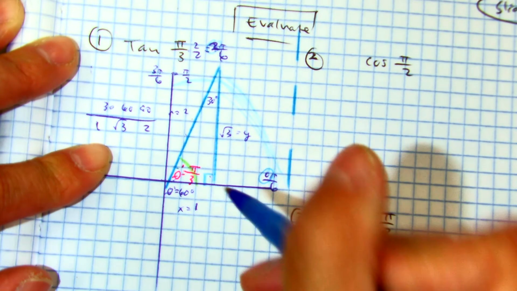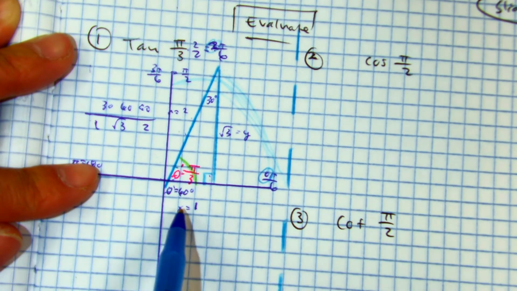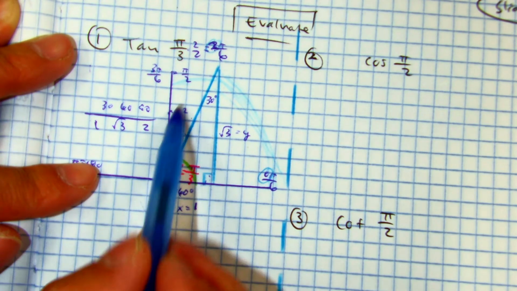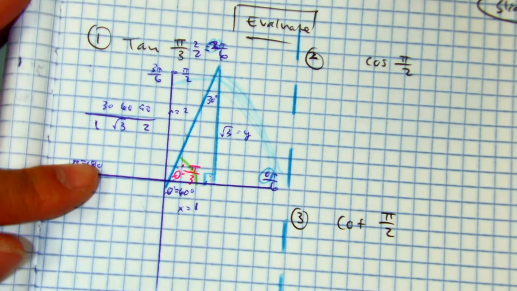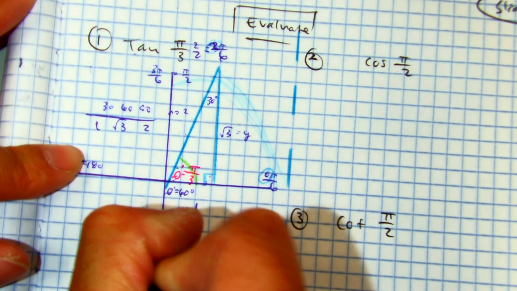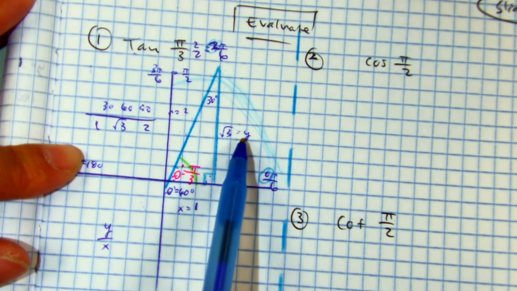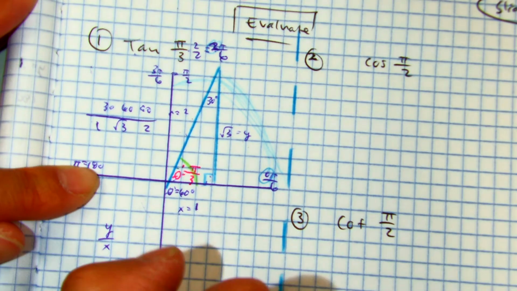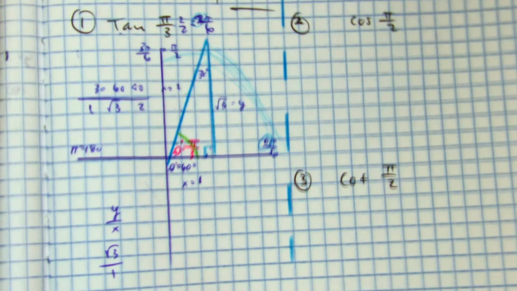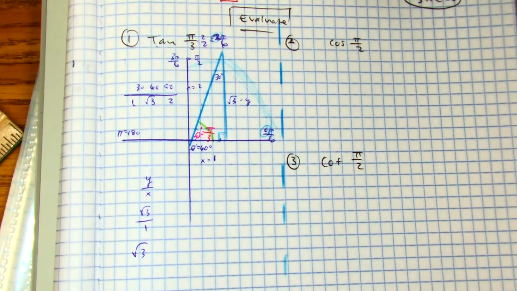I'm going to check my positives and negatives. Going to the right, it's positive. Going up, positive. R value, always positive. Then tangent is y over x, so I can just do radical 3 over 1. My answer is radical 3. Raise your hand if you got radical 3.